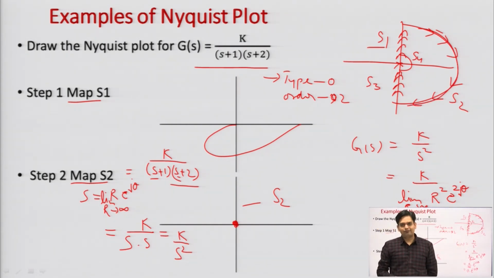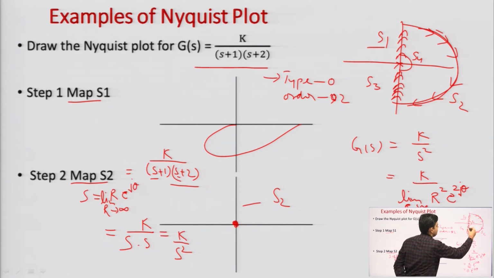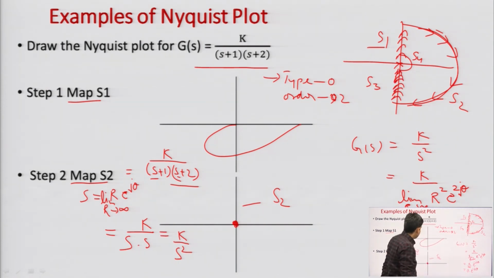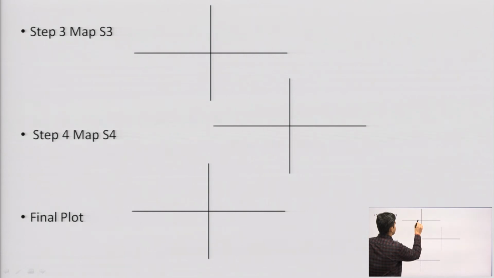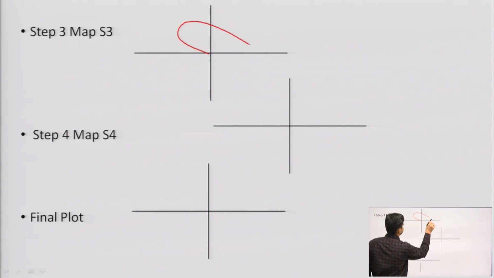In the same way we need to go for map S3. S3 is what? The inverse polar plot. You can see this map S3 is the inverse polar plot, and you can directly draw it by observing the normal polar plot. You need to draw its mirror image. So, if I draw its mirror image, it will come like this.